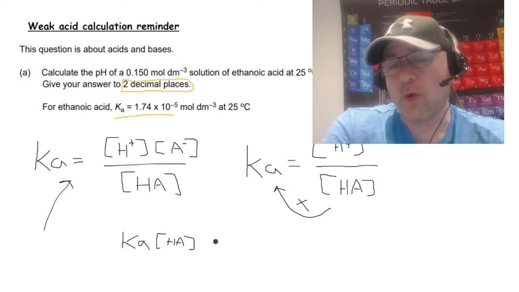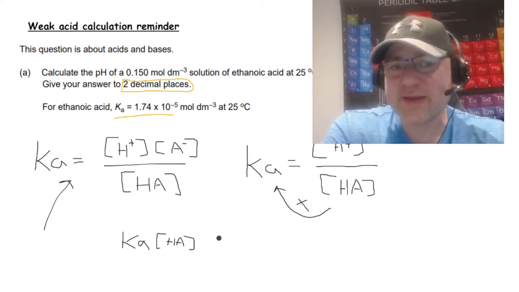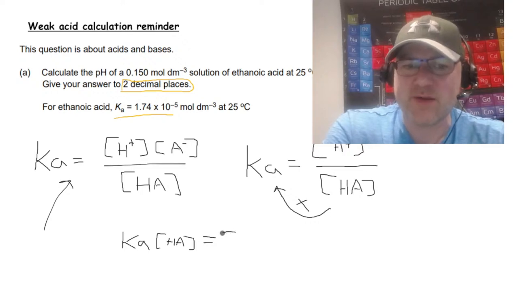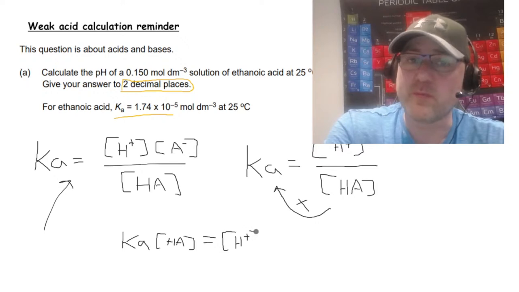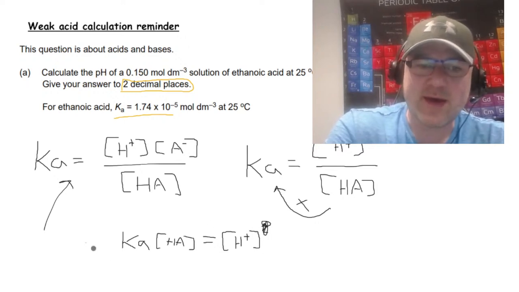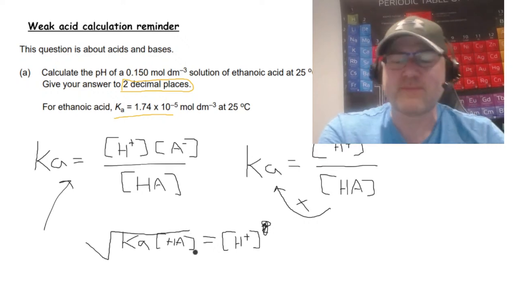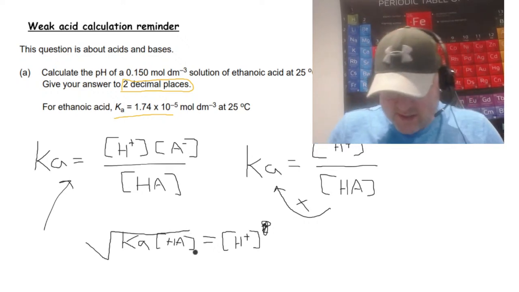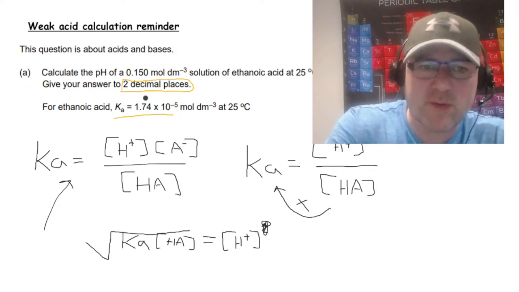And that's going to equal hydrogen ion concentration squared. Okay, well, I want to get rid of that square. How can I get rid of the square? I can square root both sides. So if I square root both sides, that gets rid of that there. And now what I can do is enter all that data in and find out what the answer is.